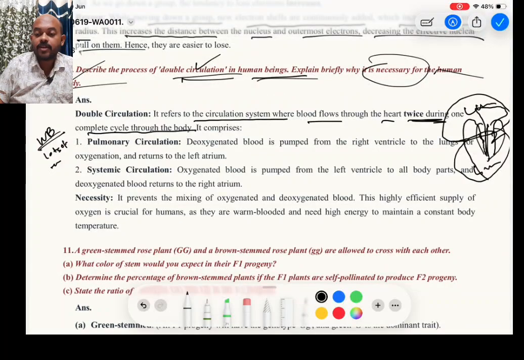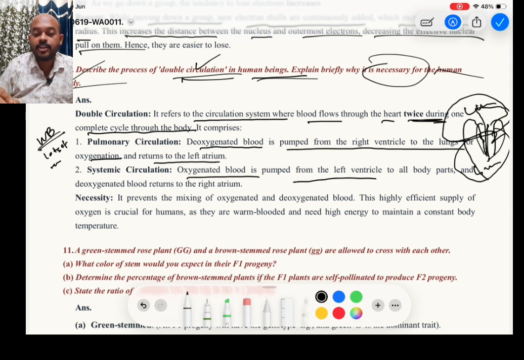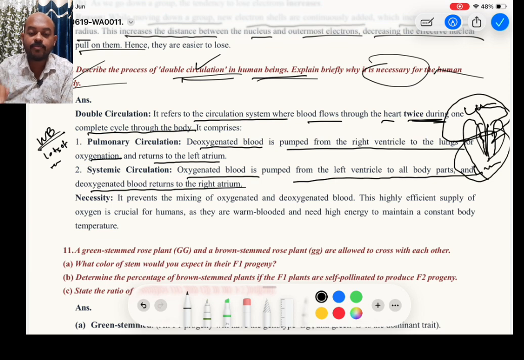Deoxygenated blood is pumped from the right ventricle to the lungs for oxygenation and returns to the left atrium. In systemic circulation, oxygenated blood is pumped from the left ventricle to all body parts and deoxygenated blood enters. You just see these notes properly. I have already explained in class.